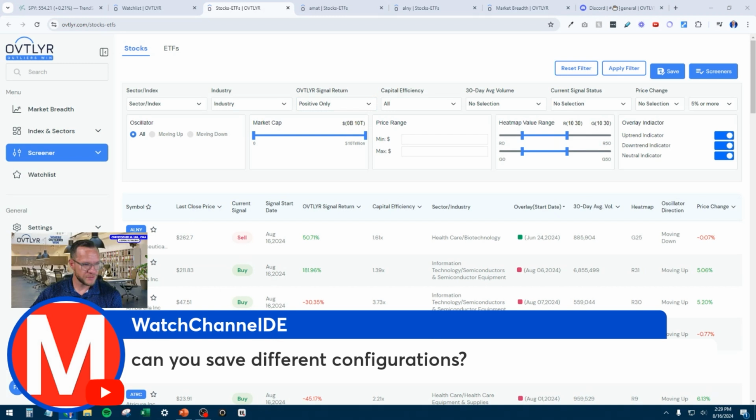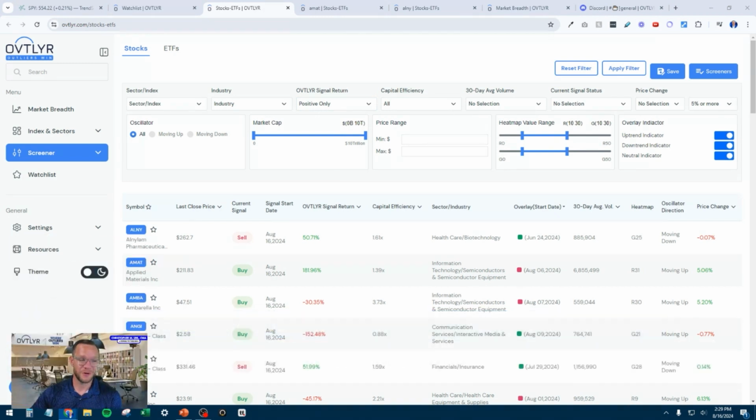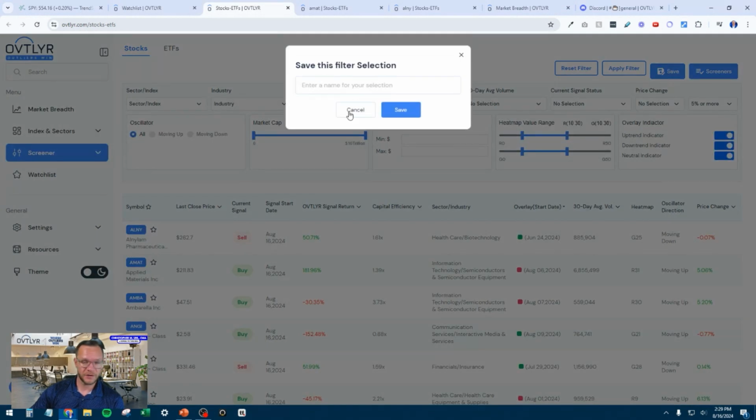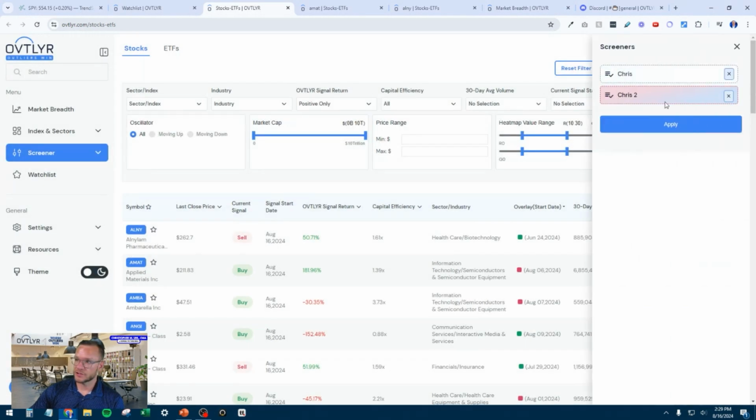Michael asks, can you save different configurations? Oh boy, can you. So I'll tell you what, we're going to build a scanner real quick, and then I'll show you how that works, because all you have to do, Michael, is hit the save button up here, put in your configuration, and then it'll show up here on your screeners.